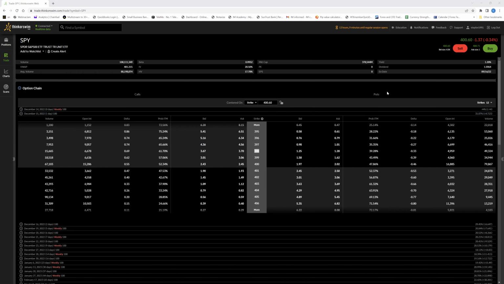Yes, the delta on the put side is always negative. It goes from negative 1 up to negative 0.1. On the call side, it goes from 0.1 up to 1.